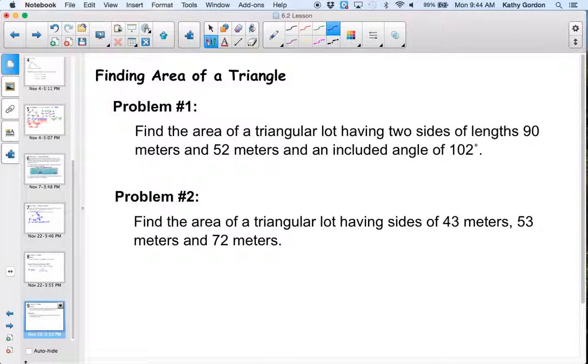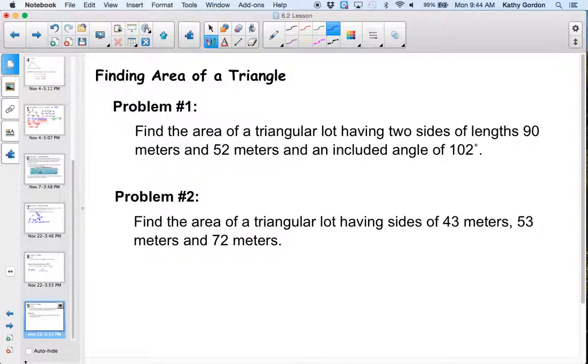So if you want to find the area of a rectangular lot having two sides of length 90 meters and 52 meters, and an included angle of 102 degrees, which formula would you use? Option 1 or option 2? Option 2. Hunter doesn't sound real sure. Anybody want to help him out?